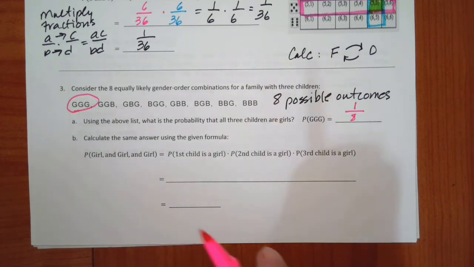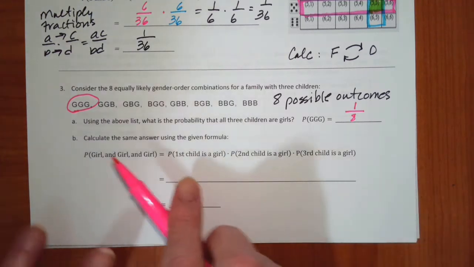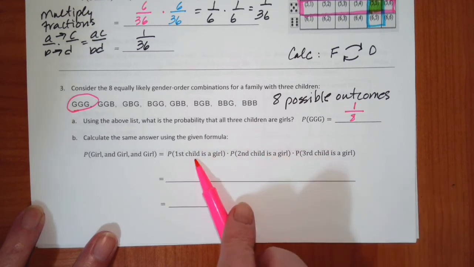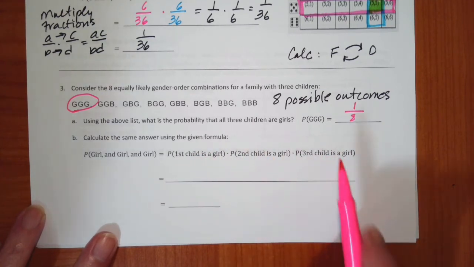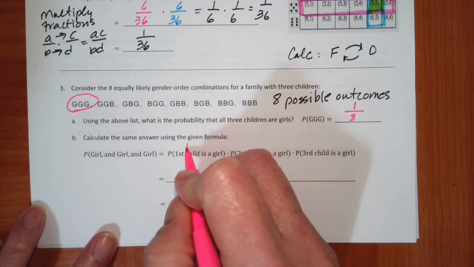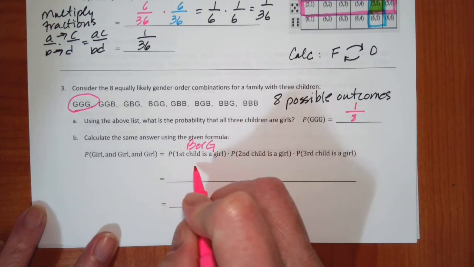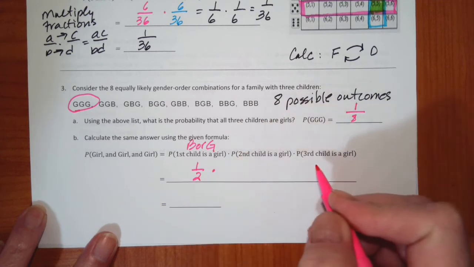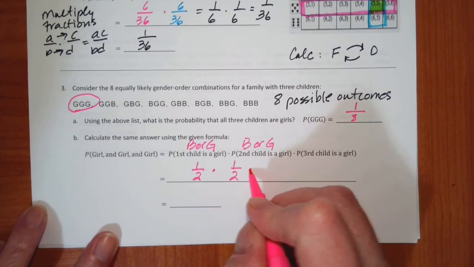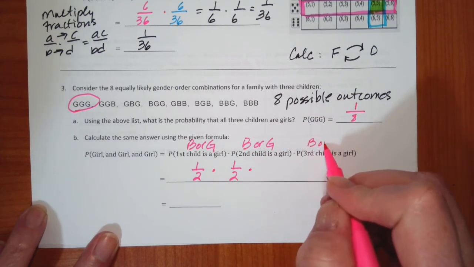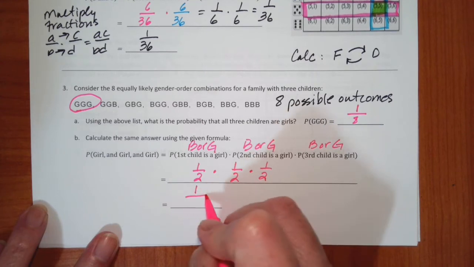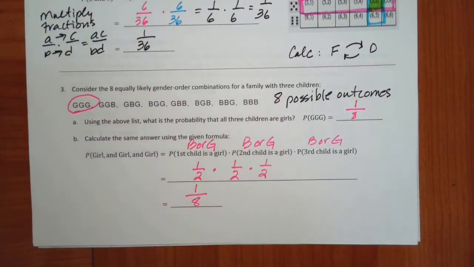But there's another way that we can do this. We can say the probability of a girl and a girl and a girl is the probability that the first is a girl times the second is a girl times the third is a girl. For the first child, you're either going to have a boy or a girl, so that's 1/2. The second child is also 1/2, and the third child is also 1/2. So 1 times 1 times 1 gives us 1, 2 times 2 times 2 gives us 8. So we get the same thing either way.